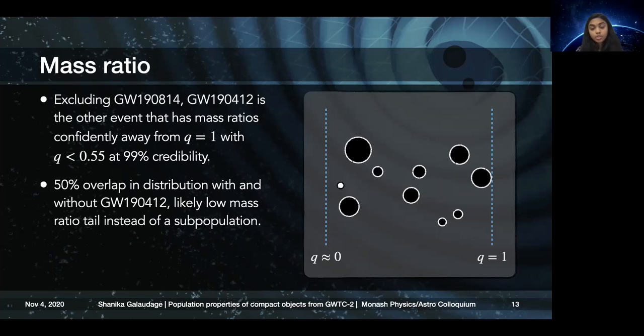We also find that if you consider our population with and without 190412, there's a 50% overlap in these distributions. What this suggests is that this event is likely not part of a separate subpopulation; rather it's part of this population that we currently have, and it's just in the low mass ratio end of our distribution. So in our mass ratio distribution, we don't see subpopulations of systems.